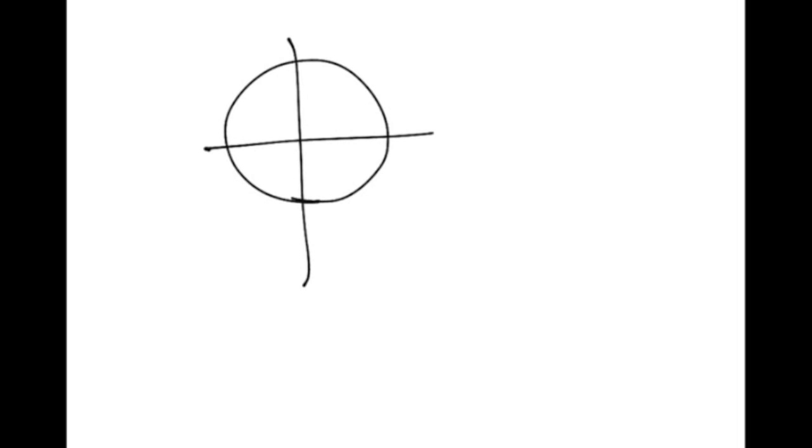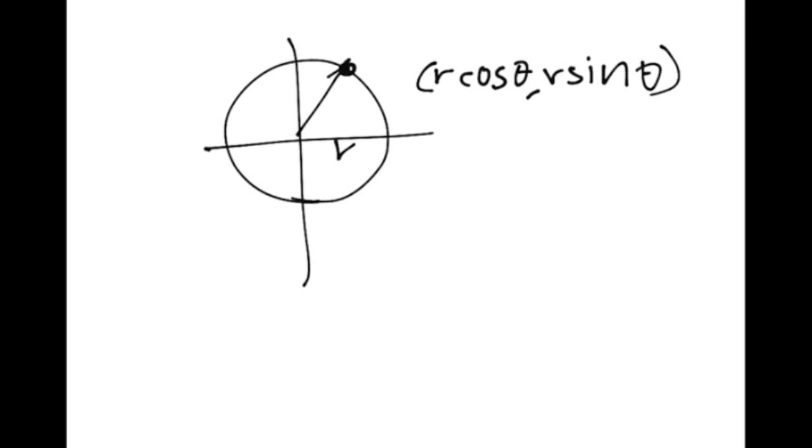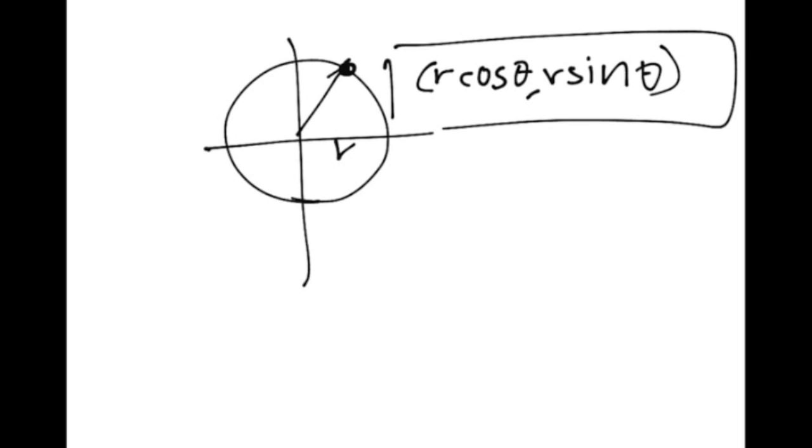But what if I have a circle with radius of r, some random radius? Well, we know that we'd have to multiply by r, so this point would be r cosine theta, r sine theta. Okay, so now let's move on to one of the most basic identities.